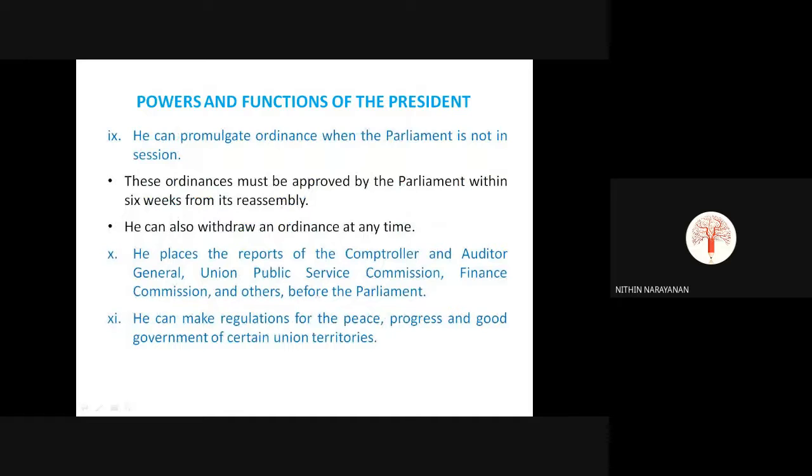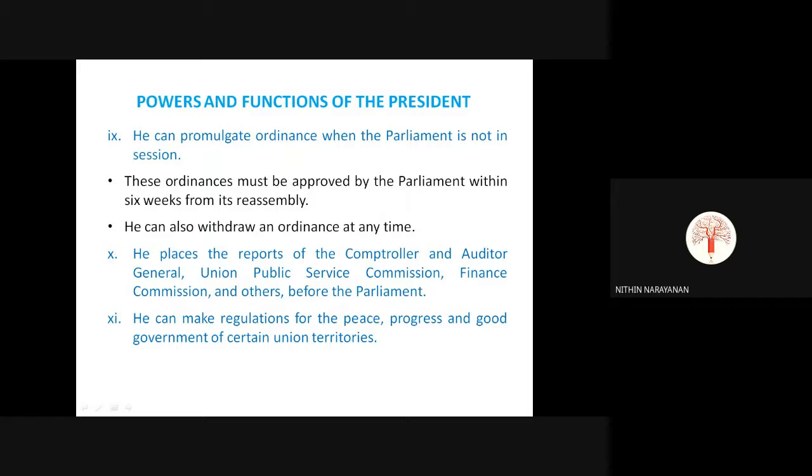He can promulgate ordinances when the parliament is not in session. So the president has the power to issue ordinances. These ordinances must be approved by the parliament within 6 weeks from its reassembly. So once the parliament reassembles, it should be approved within 6 weeks. He can also withdraw an ordinance at any time. So at any time he has the power to withdraw an ordinance.